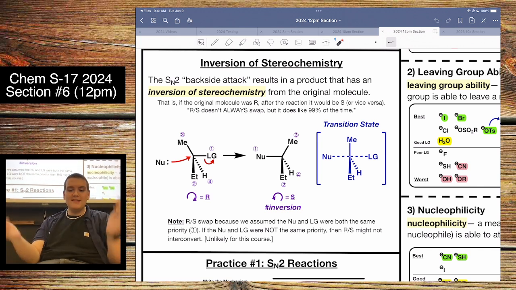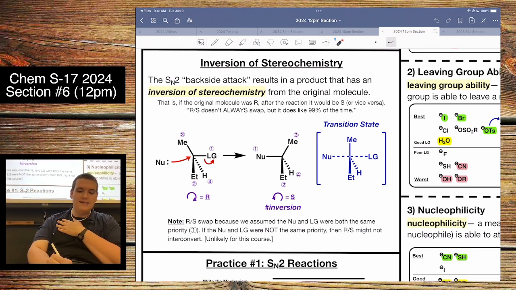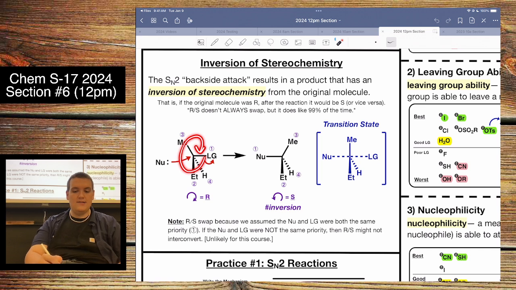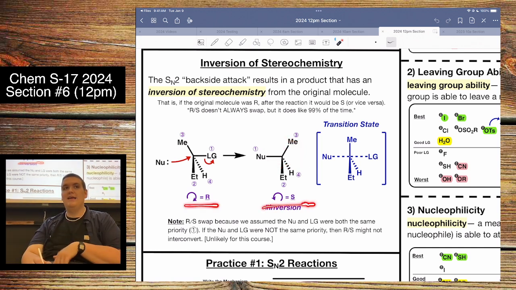Yeah. So let's say what that means. When we do our backside attack here, we go through this transition state where we are starting to form this bond with the nucleophile, and we are starting to break this bond with the leaving group. And when our nucleophile adds, it's on the opposite side. So when we trace like the priority and assign R and S for these, if we assign R and S 1, 2, 3 here, it's clockwise, so it's R. And then here, if we do 1, 2, 3, it's counterclockwise, it's S. So we have inverted the stereochemistry. We've gone from R to S. If we started off with S, we would wind up with R.